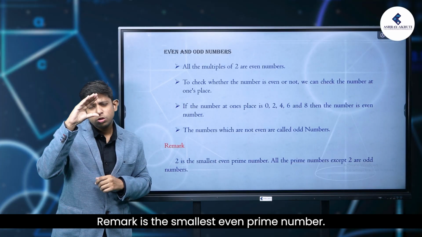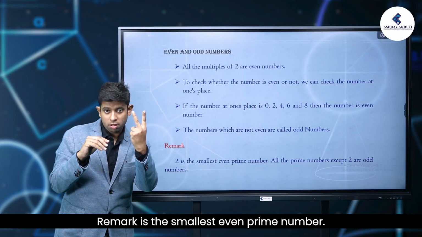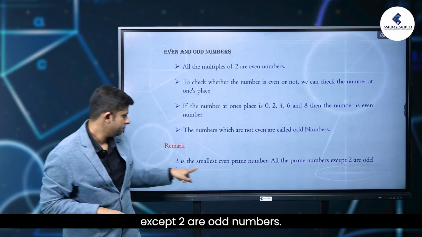Remark: 2 is the smallest even prime number. All the prime numbers except 2 are odd numbers.